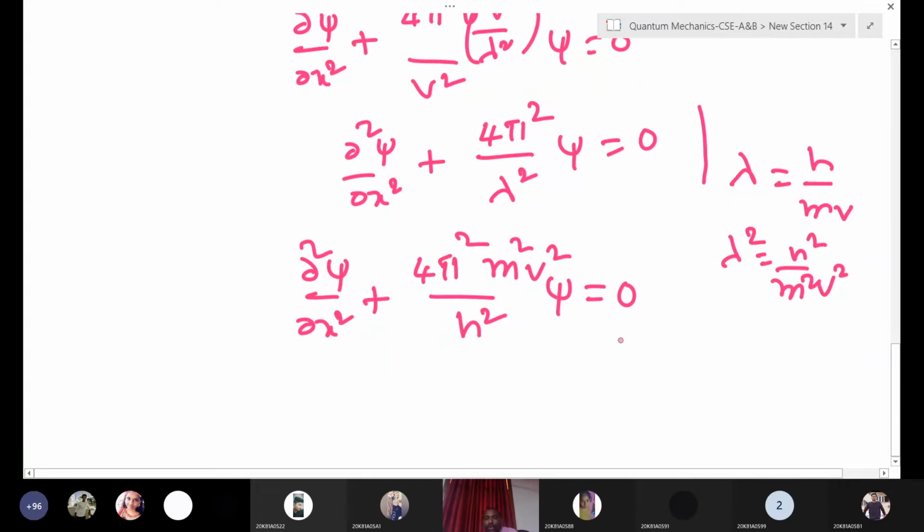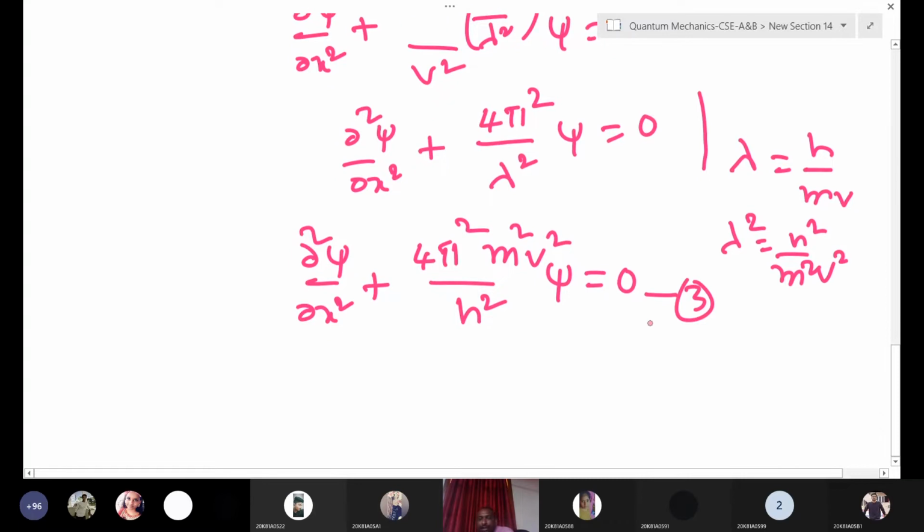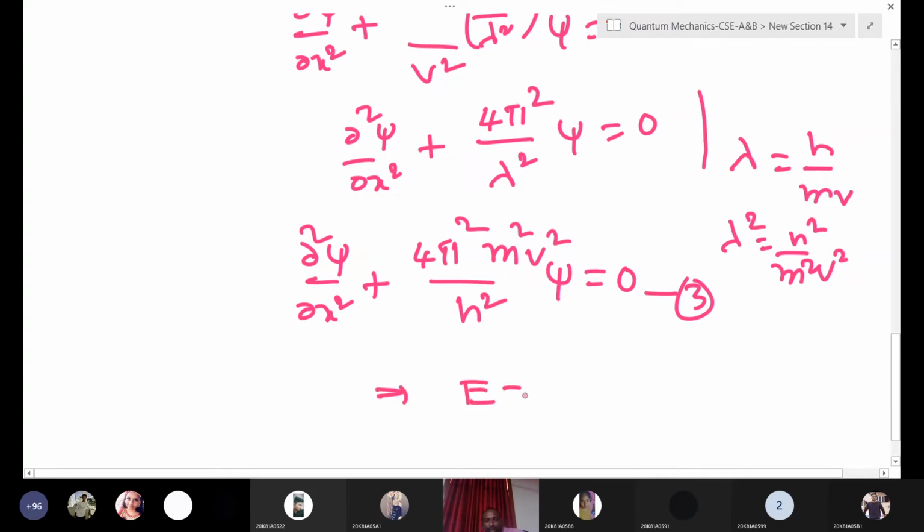Up to now we got this expression. Maybe let's take it as equation 3, or you can directly write it also. We have an expression in terms of m square v square and h square. Now we know the total energy of any particle, and we want to derive the expression in terms of potential energy and kinetic energy. If a particle is moving, it has some kinetic energy.